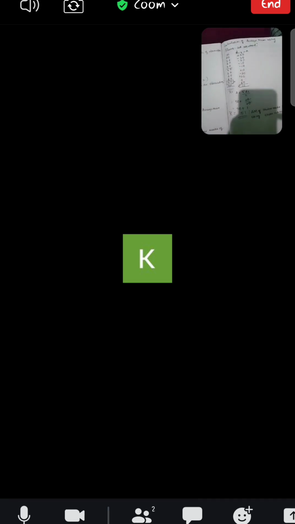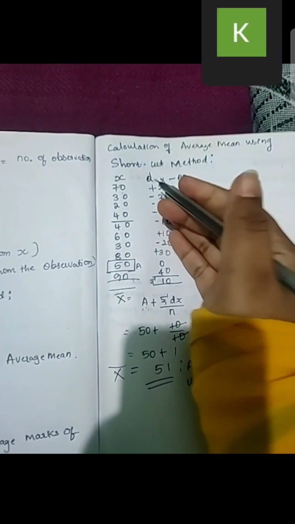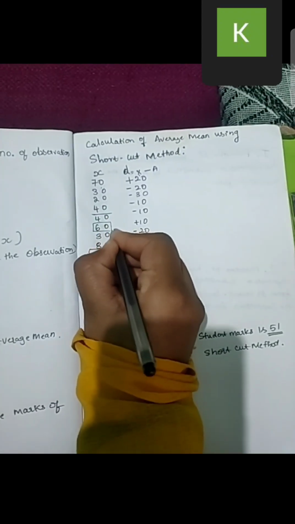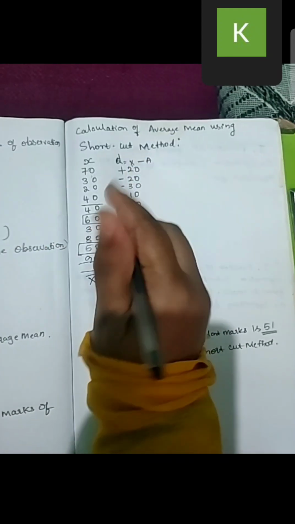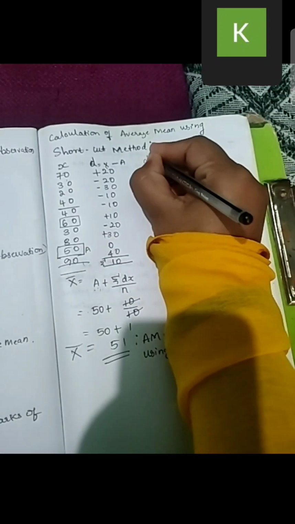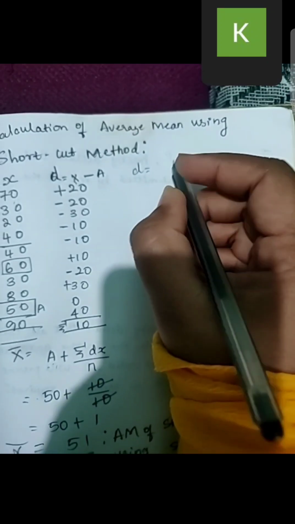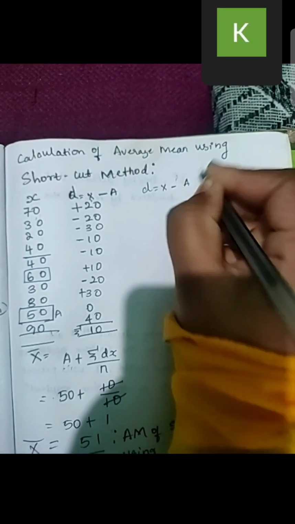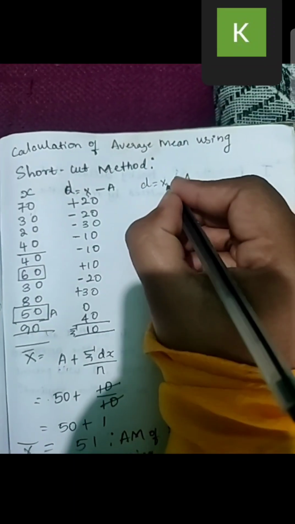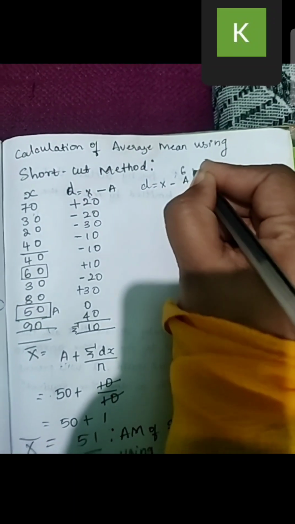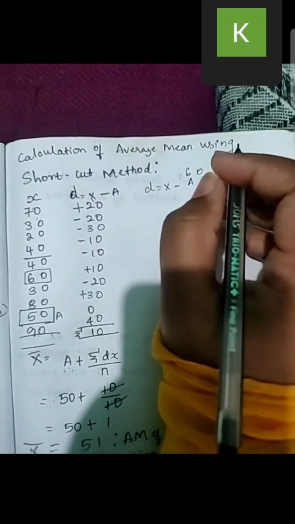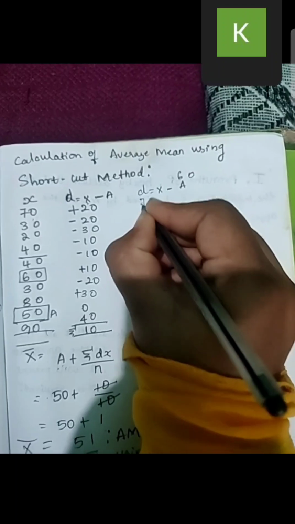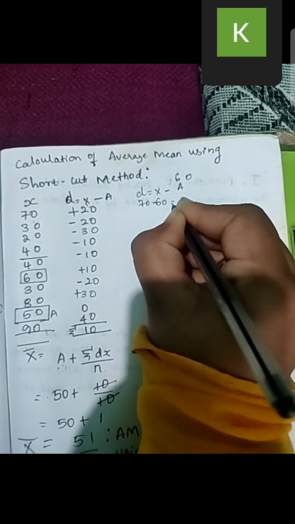So, for the same sum, we will assume 60 as the assumed mean. Okay, so D is equal to x minus a. Here our a is 60. 70 minus 60. What is the value?